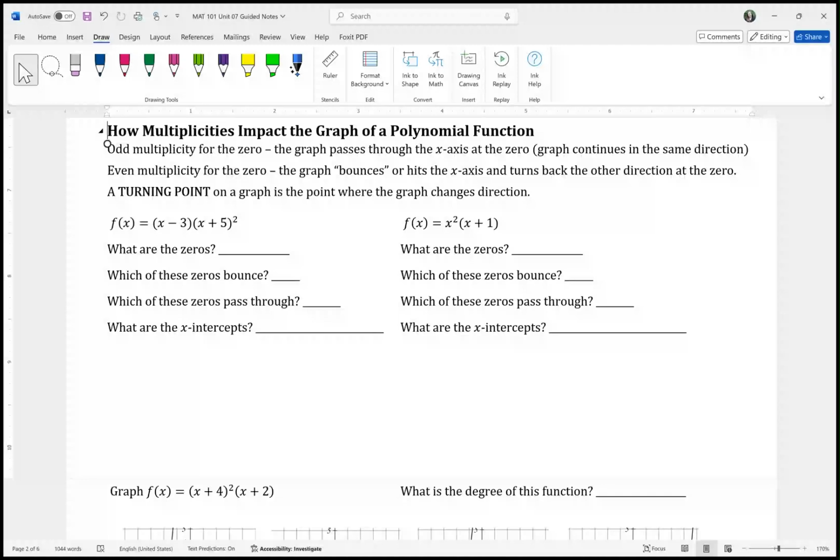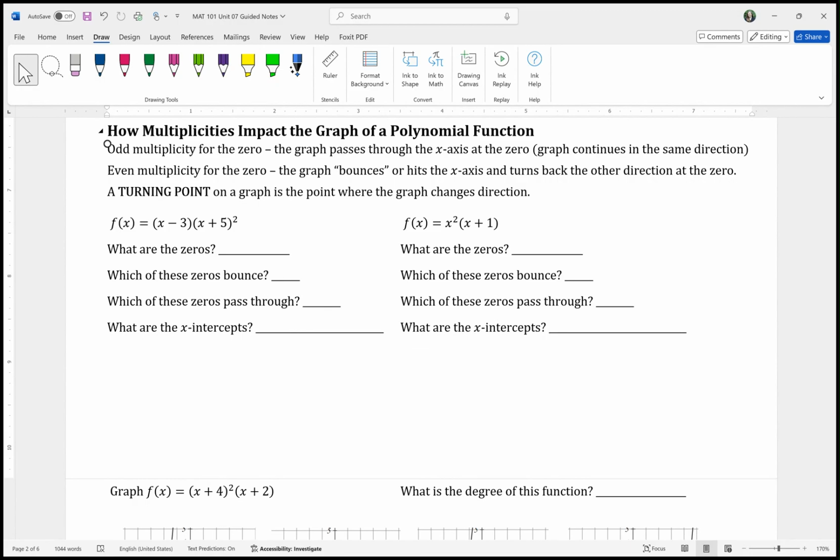Okay, in the previous video, we talked about multiplicities. And so now we're going to actually talk about what multiplicities do to the graph. How does it impact what the graph looks like for these polynomial functions? So first, let's talk about odd multiplicities.